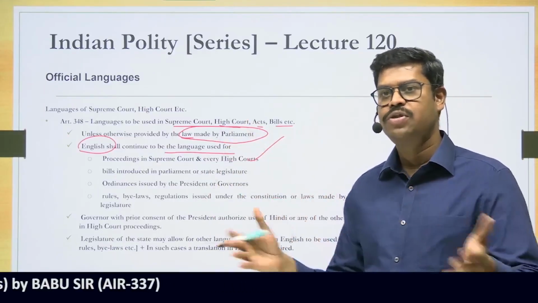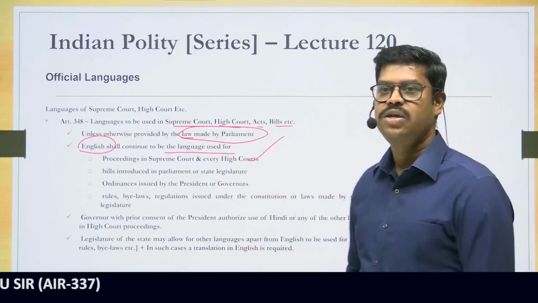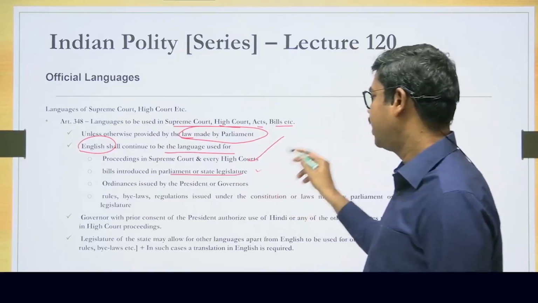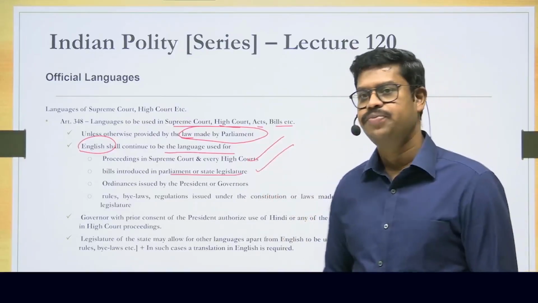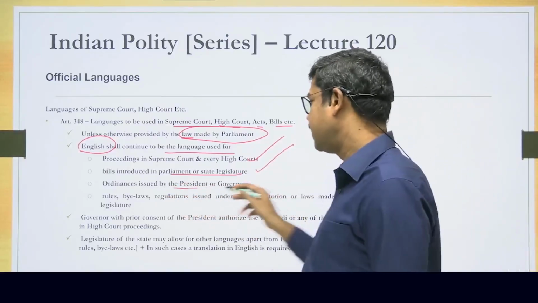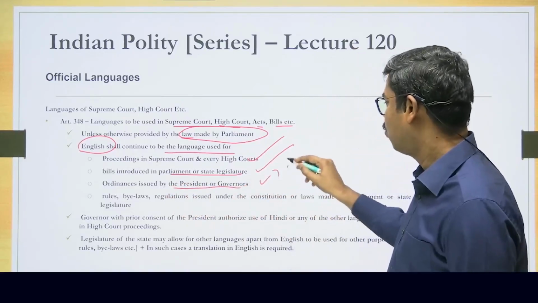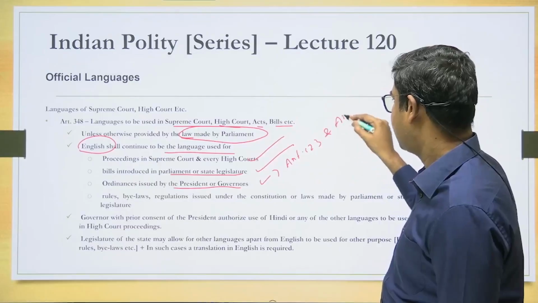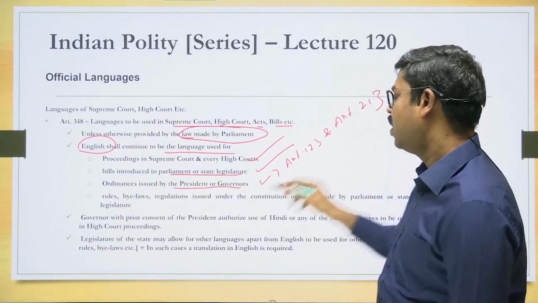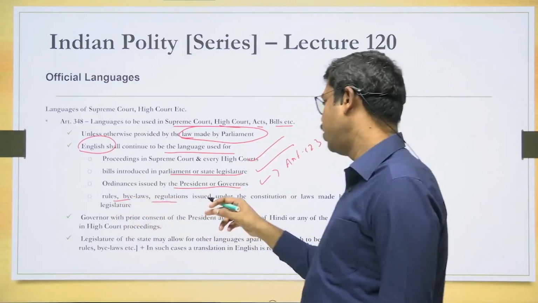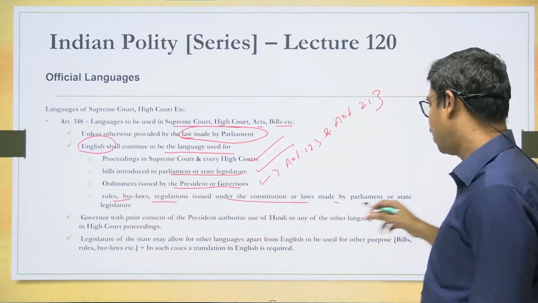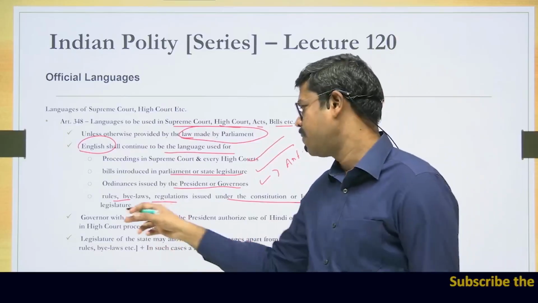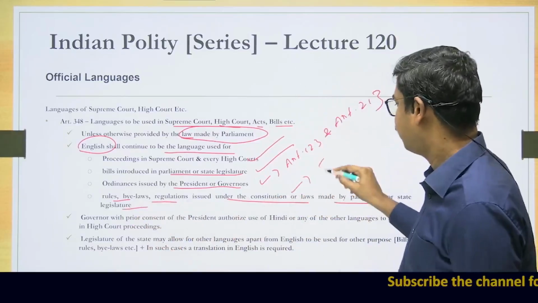Now all the proceedings in the Supreme Court and High Court shall be in English language. All the bills introduced in the Parliament and state legislature shall be in English language. All the ordinances issued by the President and the Governor by virtue of Article 123 and Article 213, all shall be in English language. And all the rules, bylaws, regulations issued under the Constitution or under any law made by the Parliament and state legislature, all the subordinate legislation, shall be in English language.